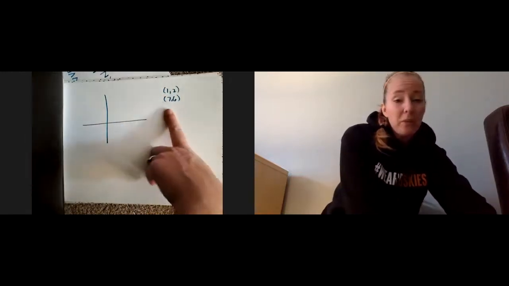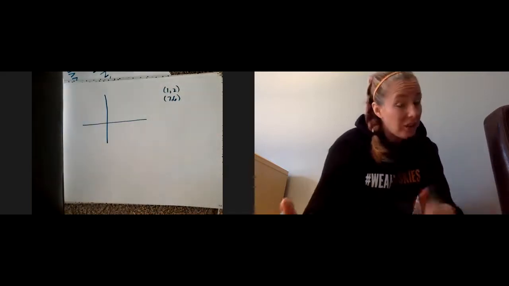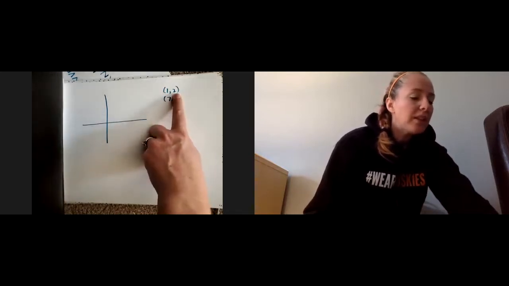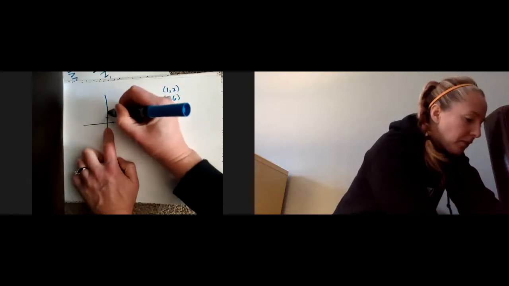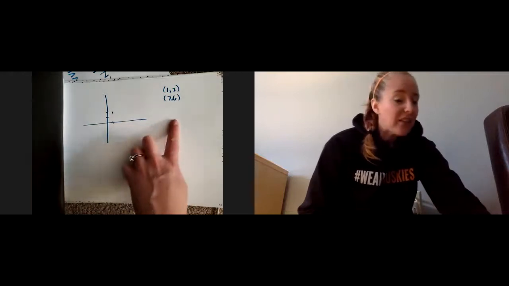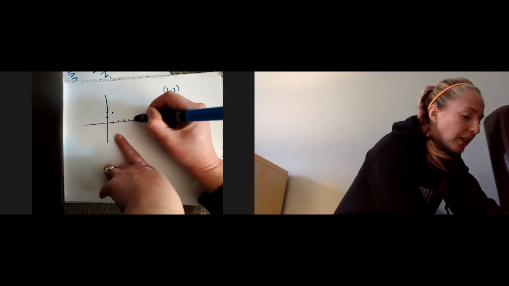So the best way to do it when we're doing a problem like this is jot a picture down. Now you don't actually need the picture, but I want to show you for this sake. Okay. So one point is 1, 2. So I go over 1, up 2. That's approximately 1, 2. And then 7, 6. I'm going to go over 7. So 1, 2, 3, 4, 5, 6, 7.